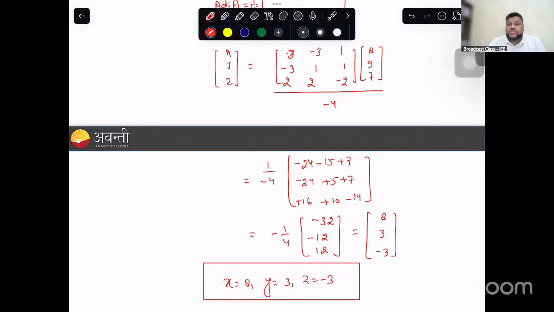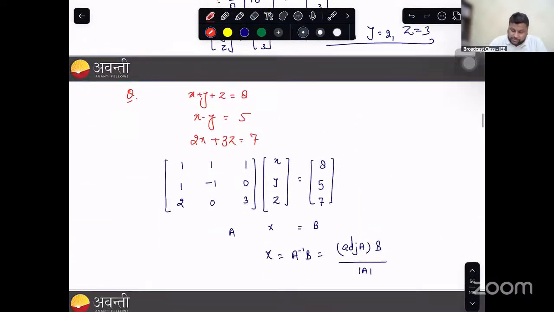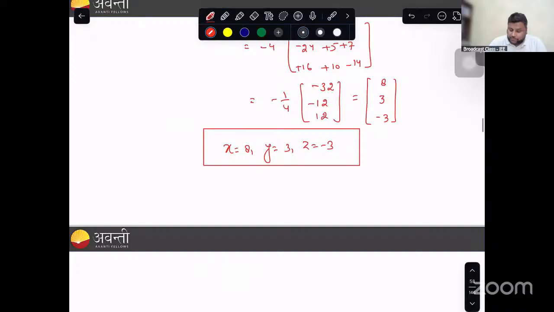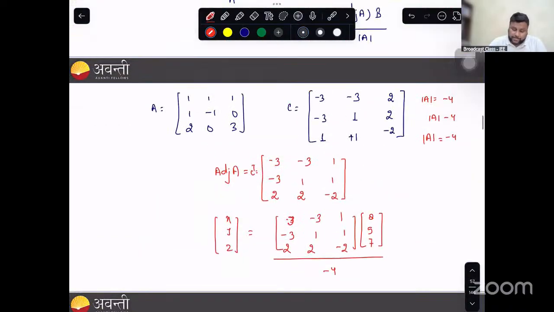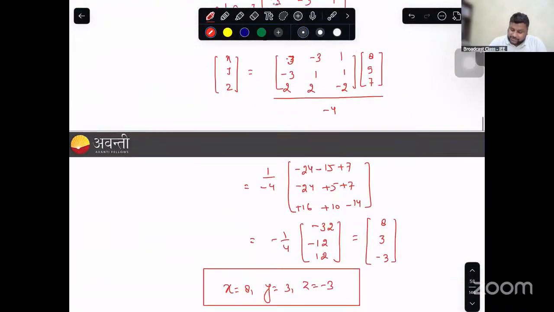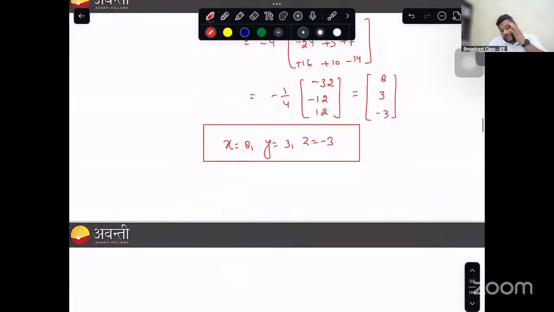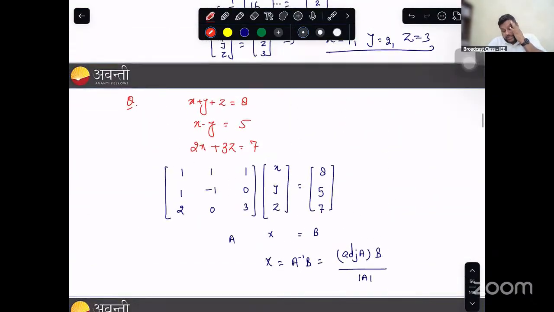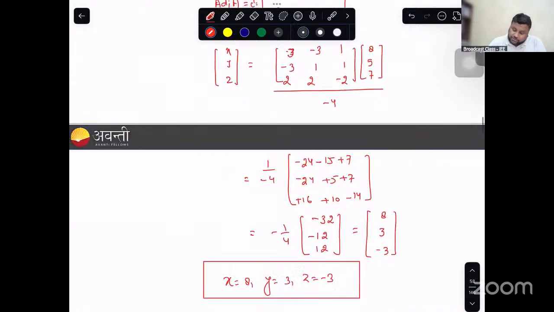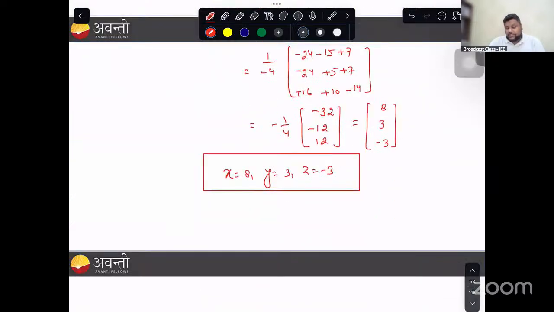But you won't stop here. Now you will check these solutions in the original question. And this is your x plus y plus z, addition of all three of them. 8, x minus y is 5. So 8 minus 3, 5. And 2x plus 3z is 7. So 2x is 16 plus 3z, 9. So 16 minus 9, 7.